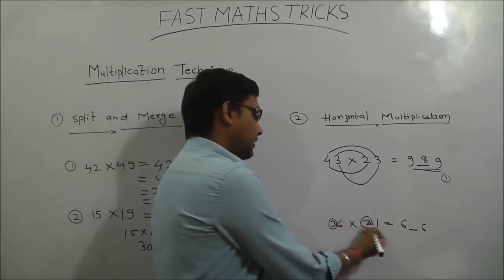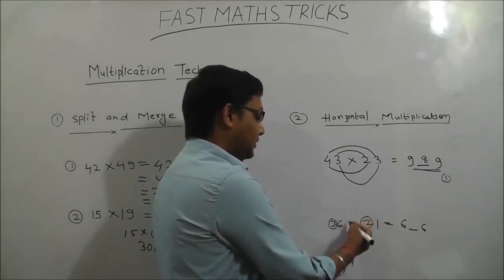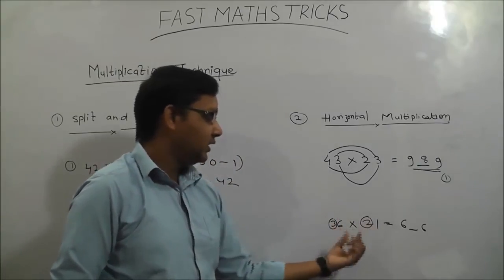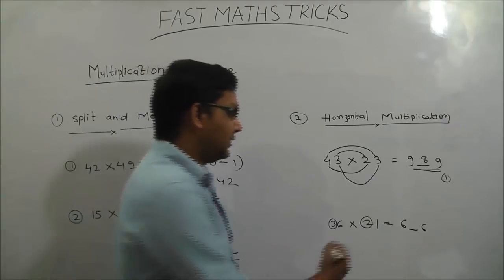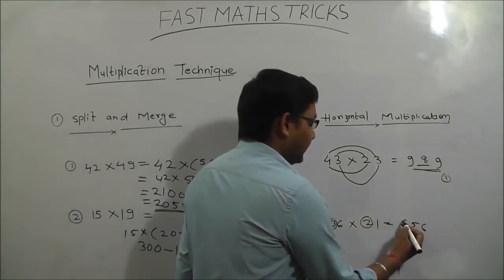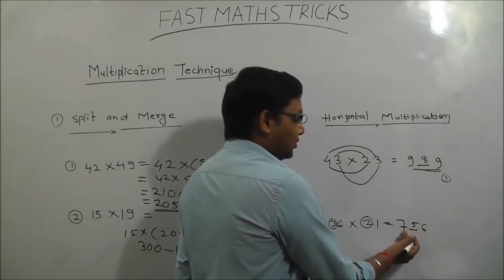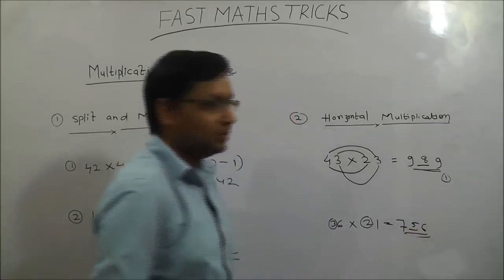Then 3 into 1 plus 6 into 2, means 12 plus 3, or 3 plus 12, that is 15. So write 5, and 6 will become 7 here, because 1 is the remainder. So 756 is the answer to this question.